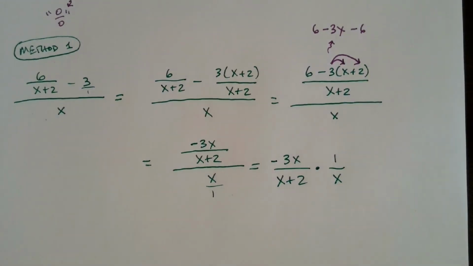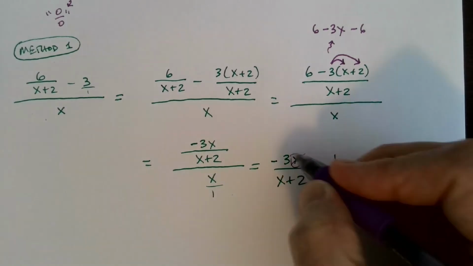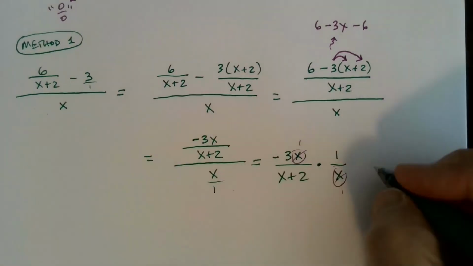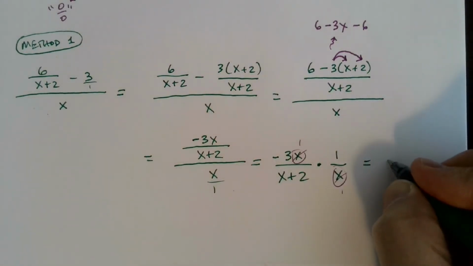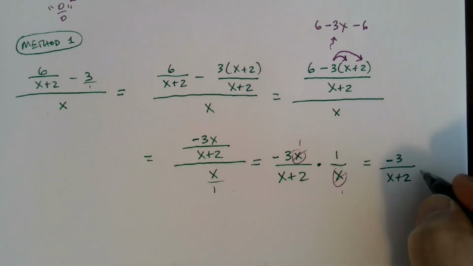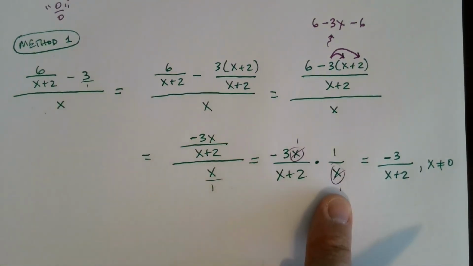And now, notice I have a common factor in the numerator and denominator, right? Both of those will be canceled. x over x is equal to 1, and I'm just left with negative 3 over x plus 2. And this is true provided x is not equal to 0. We lost that information when we canceled that out, right?